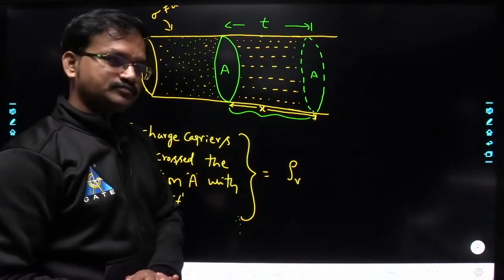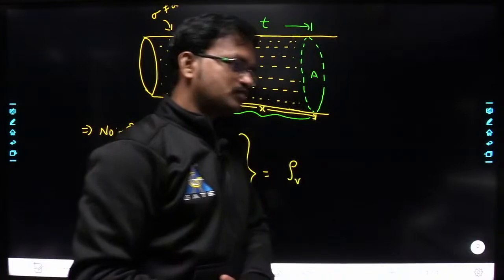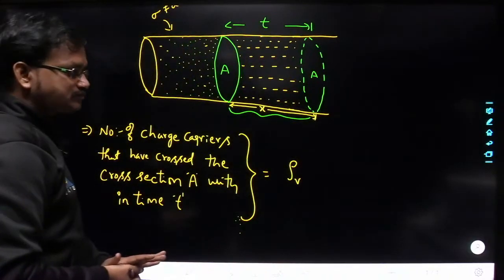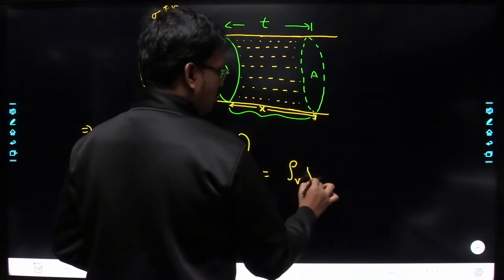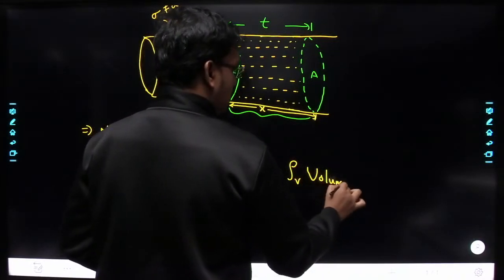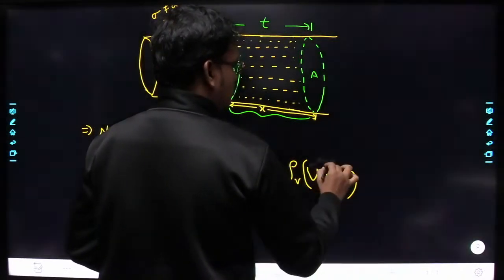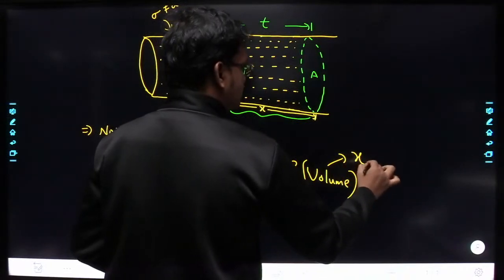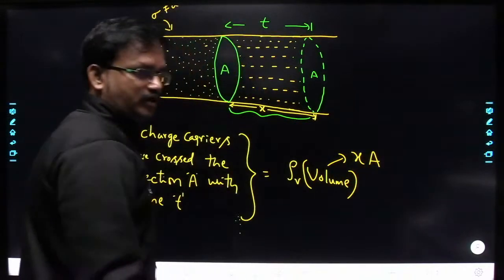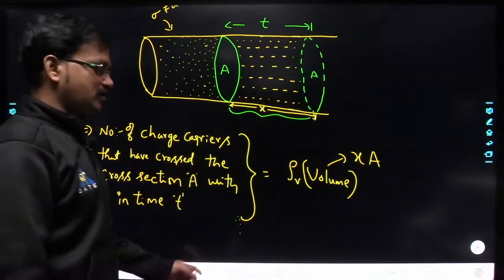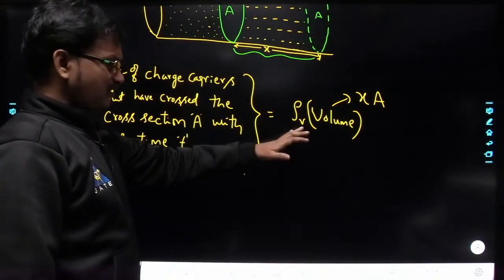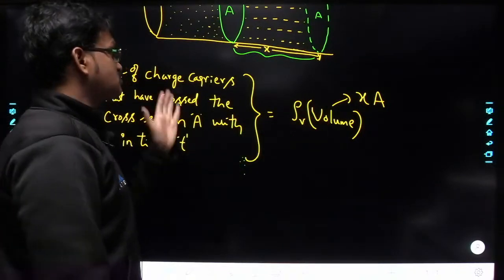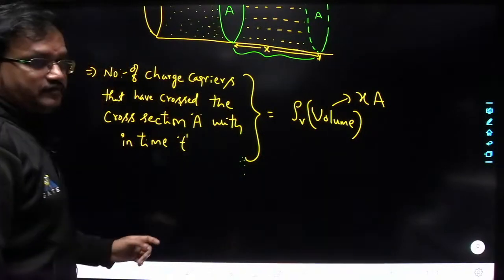Yes or no here? Parasmoon, Alok Kumar, tell me. So rho V into volume, right? So the volume of this region is nothing but x into A, x into A, right? So this is the charge that has crossed the cross section within time t, within time t.